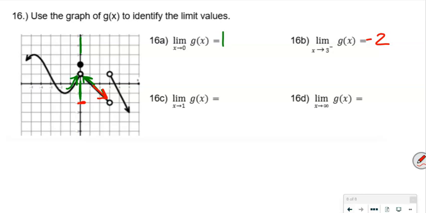Then it says, what is the limit of g of x as x approaches 1? So as x approaches 1 right here, from both sides again, what are we approaching? We're approaching 0 there, okay? And then as the graph approaches infinity over here, the graph here is headed towards negative infinity, isn't it? Okay, those are your answers.